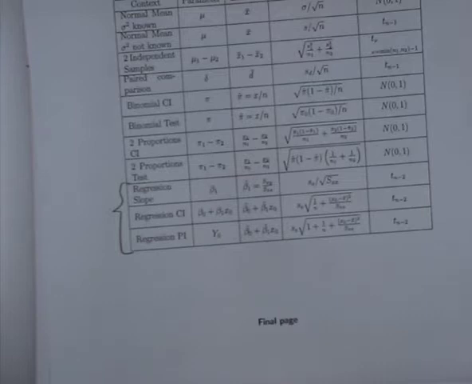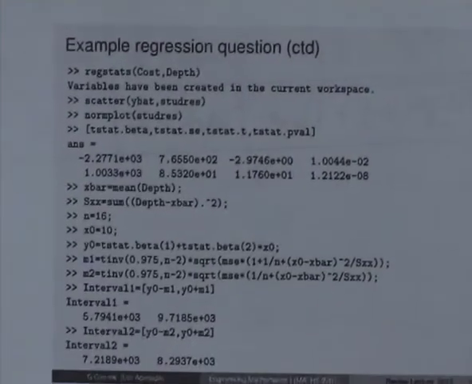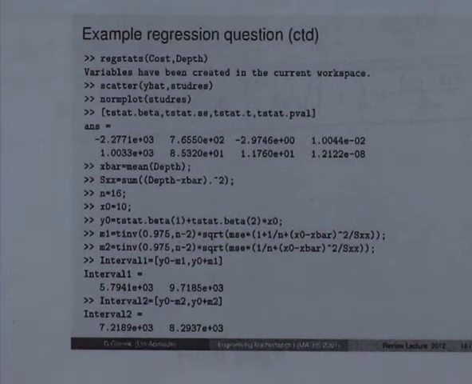You can see that I had like last night to prepare for this, and basically didn't. So, okay, so this sort of thing, that thing. Yeah. All right. I'm just going to read this. So we've got reg stats, cost depth, variables have been created in the current workspace. We've got a scatter, theta. Yay. Wow. Gosh, I hate MATLAB.